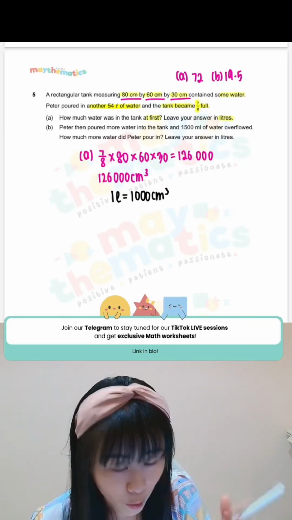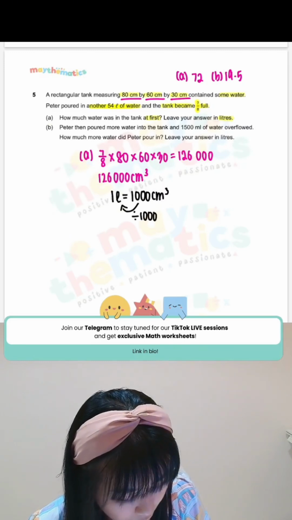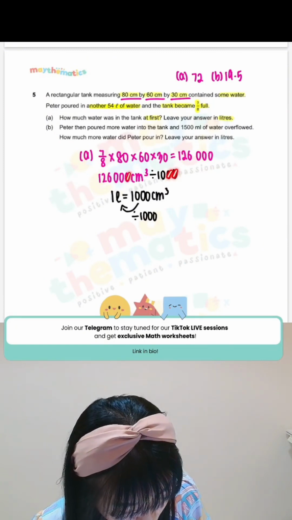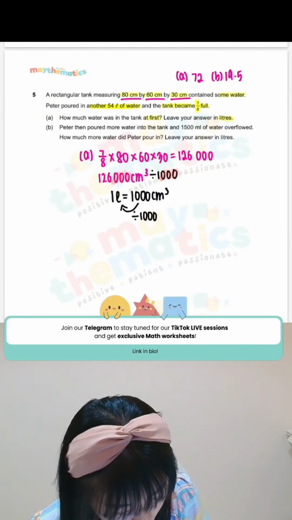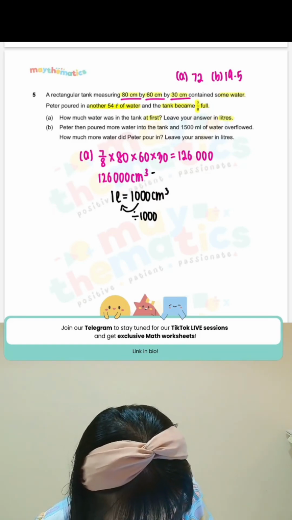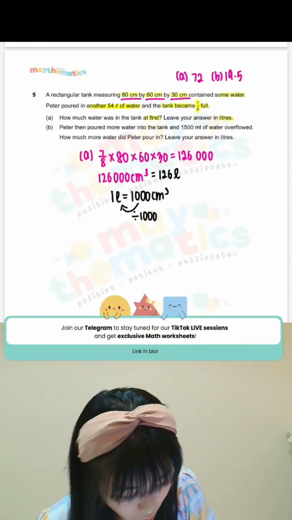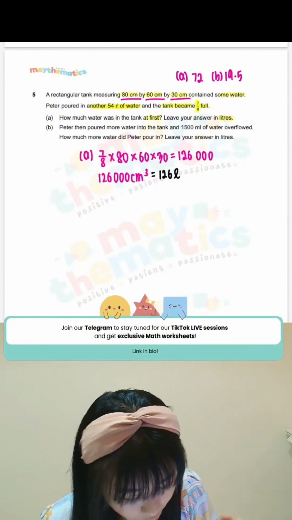So that means when you're changing cm cube to liters, you're going to divide by 1000. In this case, it's quite easy. You just need to cancel the 0 one by one, and you will end up with 126 liters. So currently you're at 126 liters.